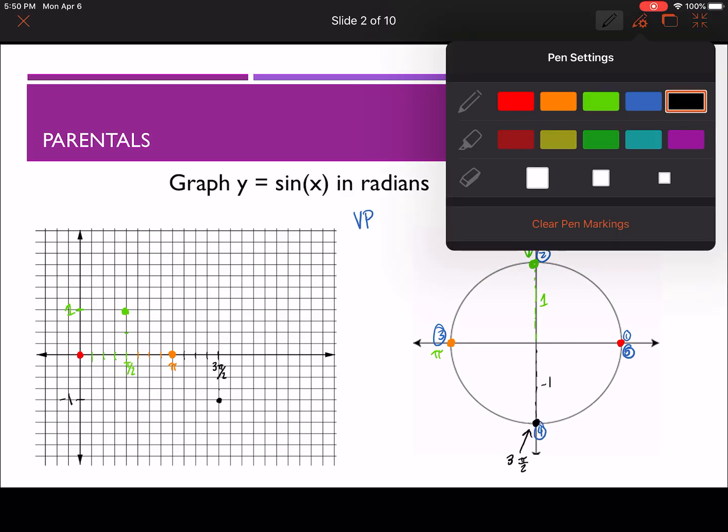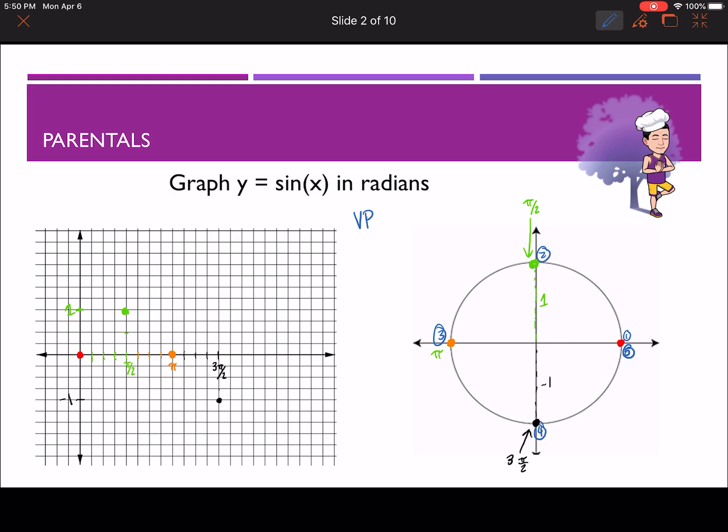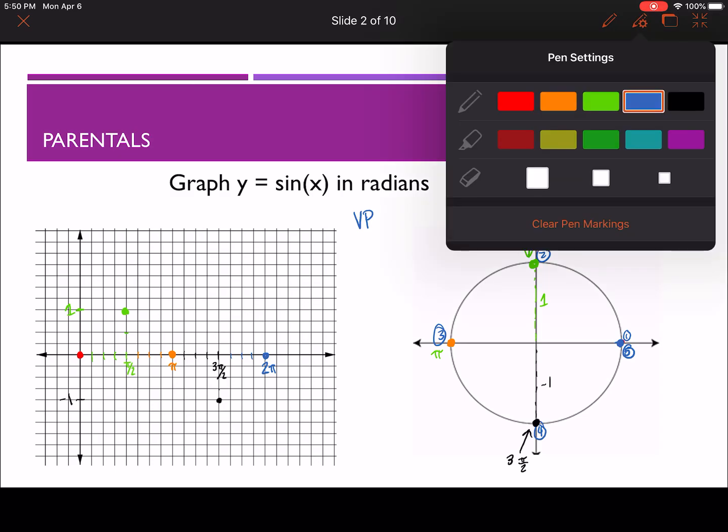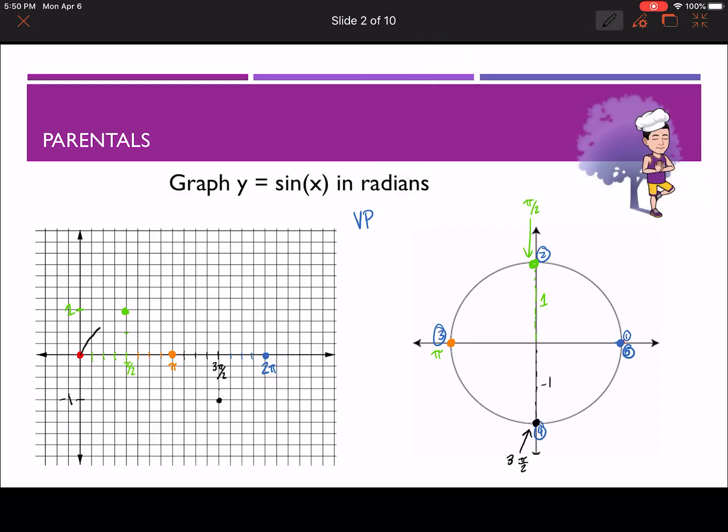And then finally working our way all the way back around to where we started, same place right here. I'm back at 2 pi because I've made one complete full circle around, and my vertical position is back at 0. So my full parent function looks exactly like it did in degrees, but now my units have switched, so where those important points happen is now in terms of radians.